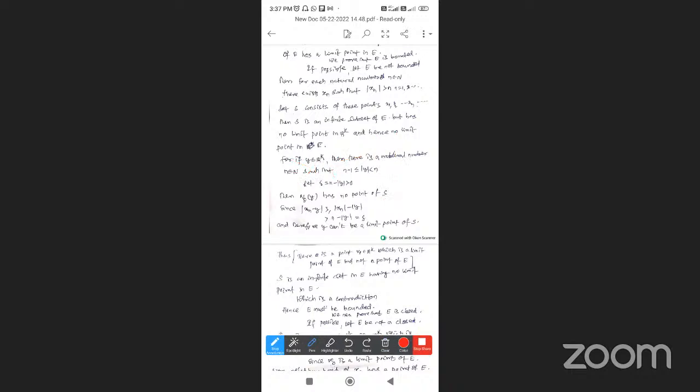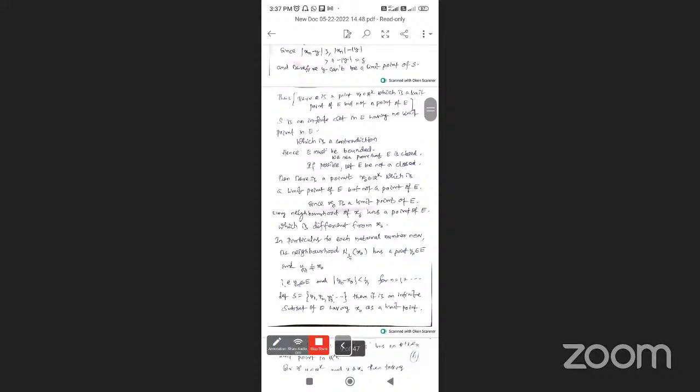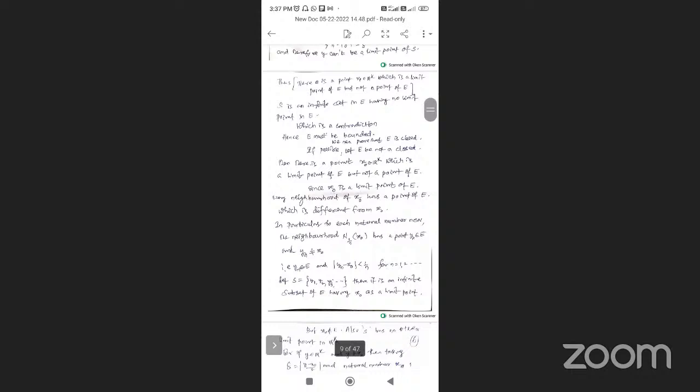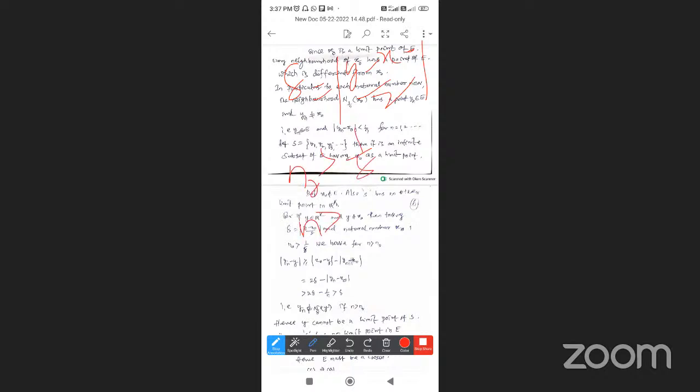Next, but X naught belongs to E also. S has no other limit point in R^k. That is, let y belong to R^k, y not equal to X naught. Then take delta equal to mod of y minus X naught by 2, and a natural number n naught greater than 1 by delta. We have n greater than n naught.